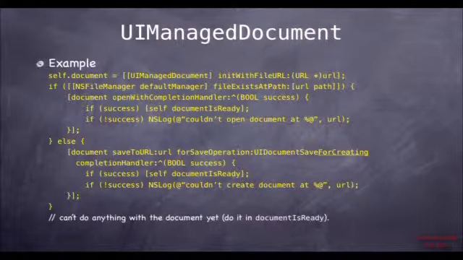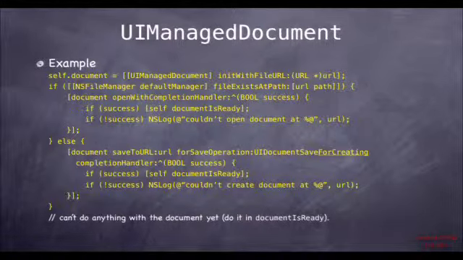Otherwise, if the file does not exist, then you're just going to do almost the same thing. Save to URL for save operation, UI document save for creating. I've underlined for creating so you know that that's the kind of save you're going to do here. And again, if it's successful, the document's ready to go. We'll call document is ready and get started. If it's not, we'll log or handle the error. But I'm putting this comment at the bottom here to make it clear. I cannot do anything on this line of code with this document. Because those two calls are asynchronous. I have to wait for the blocks to be called, and then the blocks have to go invoke something.